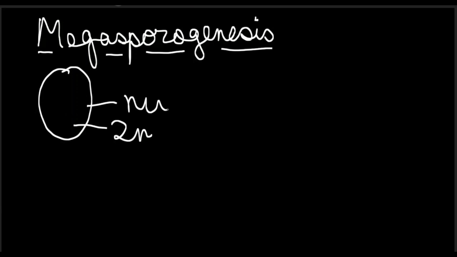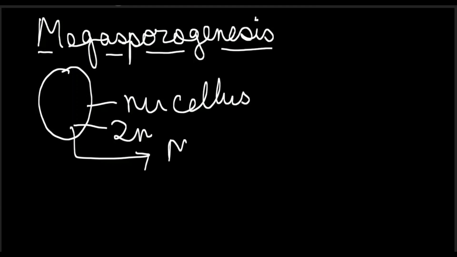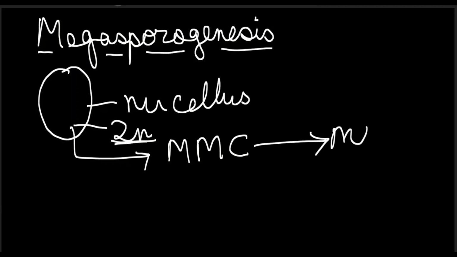as the nucellus tissue. Now, any one of the cells inside the nucellus tissue becomes dominant and begins to function as a megaspore mother cell. I repeat, the megaspore mother cell is a diploid cell. Now, the megaspore mother cell will undergo meiosis, or the reduction division.